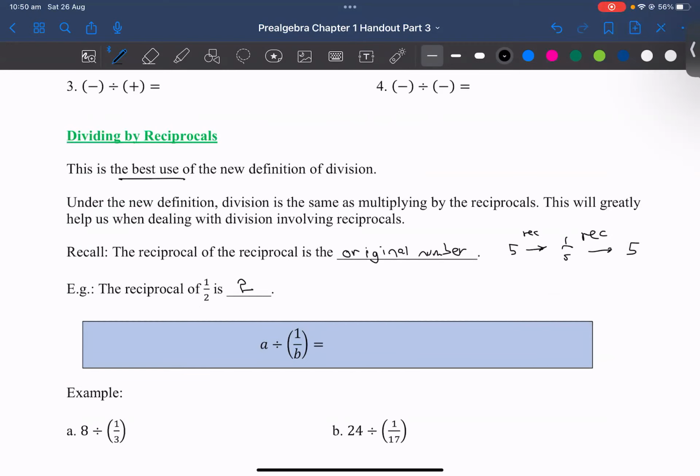So here's the important point with this new definition. We're trying to find a divided by 1 over b, let's say. So a divided by a reciprocal. What does the new definition say? It's a times the reciprocal of 1 over b. What's the reciprocal of 1 over b? b. So it's a times b. Does that make sense? That's how we can use the definition to make it a super easy multiplication of two whole numbers now. Any questions with what I did here?